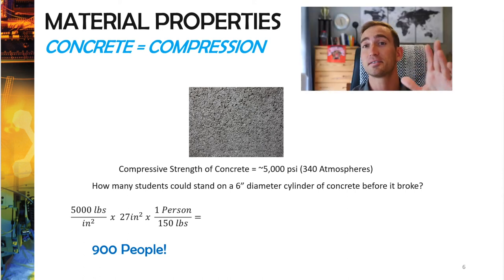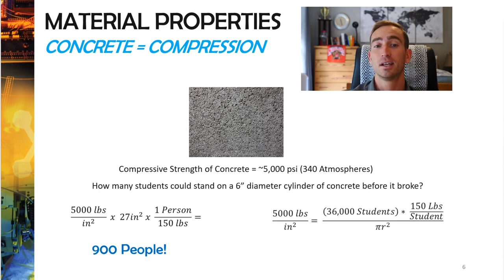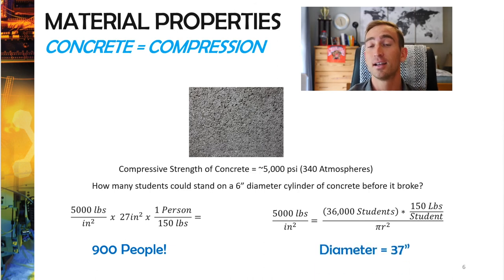The way that you calculate this answer is to do the following. You take the compressive strength of concrete, which is 5,000 pounds per inch squared, and you're basically going to calculate the force over the area, because that's what stress is. So you're going to take 36,000 students, multiply that by the weight per student, 150 pounds per student, and then you're going to divide by the area. Now the area is the unknown in this equation, and what you get for this question is that the diameter of concrete you need to hold every single student at Maryland and still be strong enough to do it would be about 3 feet, or 37 inches.